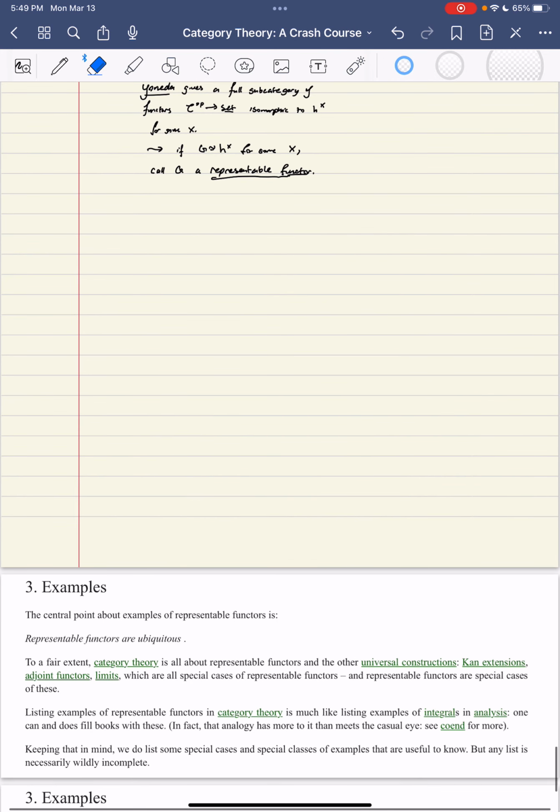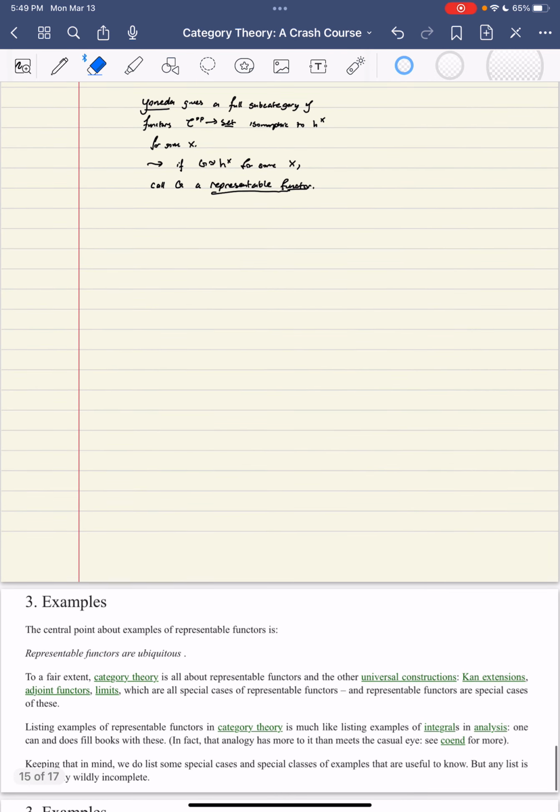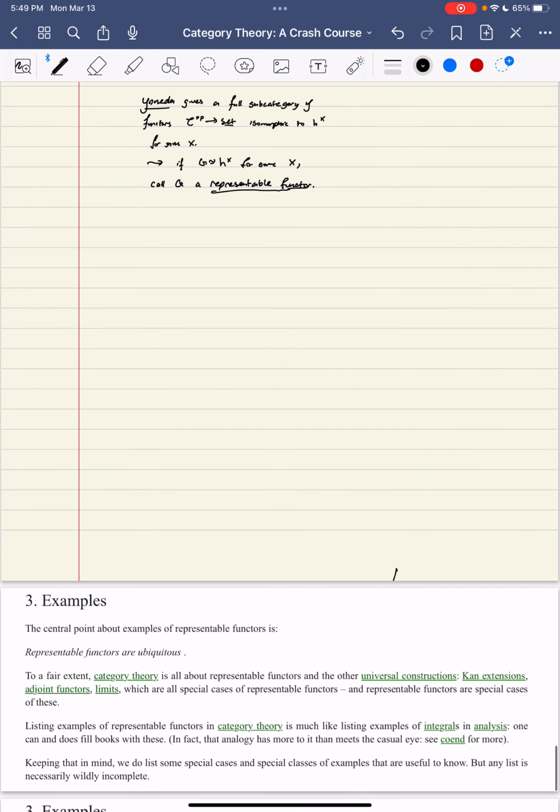So, if you can see this now, this is from a beautiful website called nLab. Representable functors are ubiquitous, and I really enjoy the following statement here. Category theory is all about representable functors and other universal constructions. They're some of our biggest, most important objects we'll see in category theory.